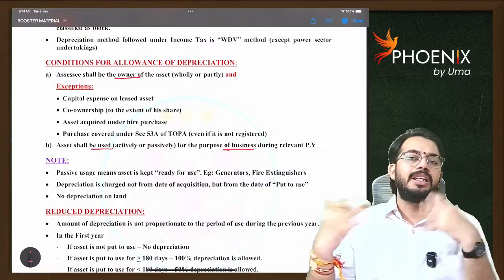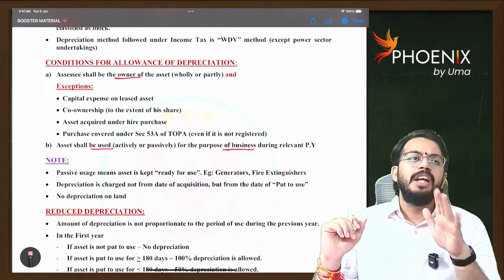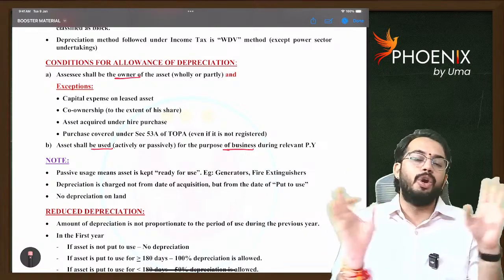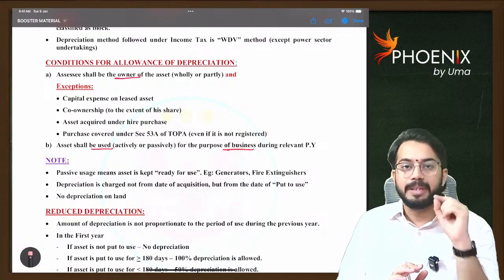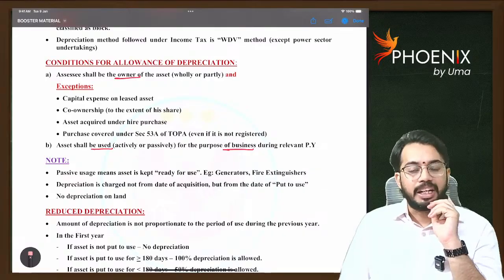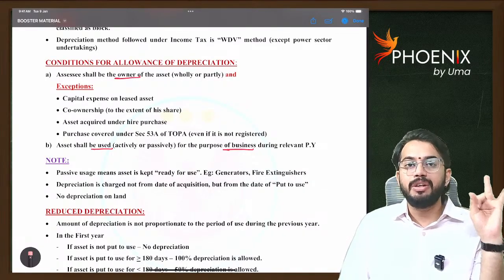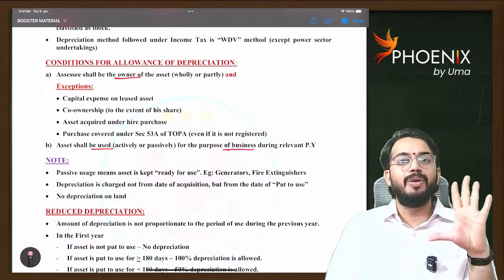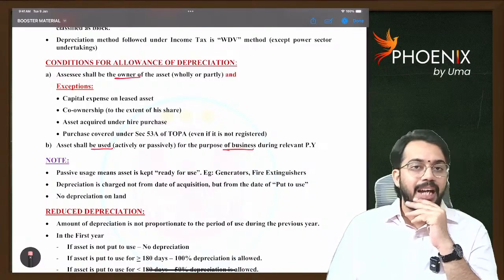Second condition: let's say I purchased one car. I am using the car for my personal purpose. If I use the car for my personal purpose, how can it be allowed as business expenditure? No. The car also should be used for business purpose. Only if the car is used for business purpose, then depreciation is allowed as business expenditure under section 32. So two conditions: the assessee should be the owner of the asset, and the assessee shall use the asset for his business purpose. Only if these two conditions are satisfied is depreciation allowed as expenditure. Otherwise, depreciation is not allowed as expenditure.